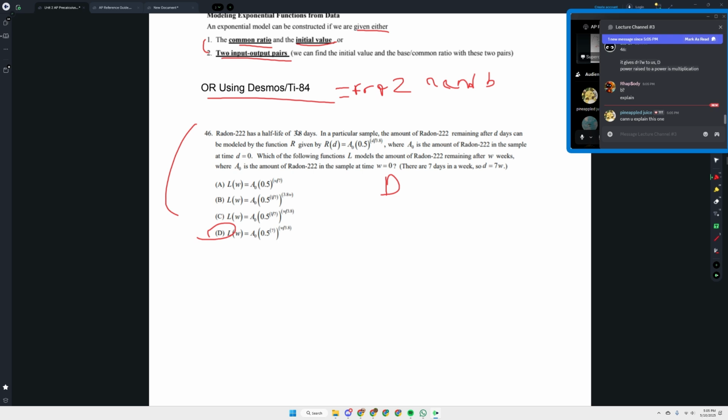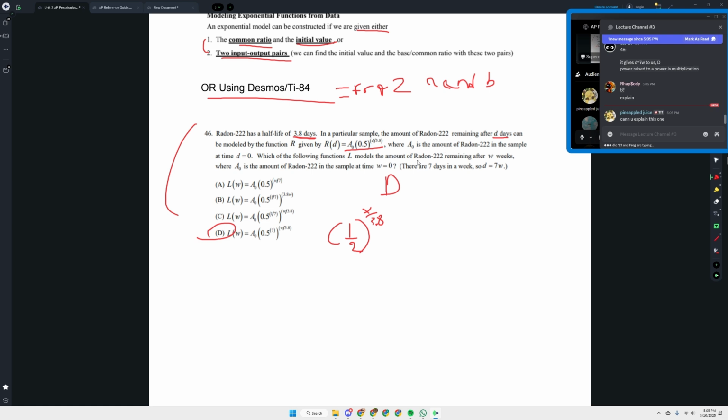Explain. Okay, so it says we have a half-life of 3.8, which means it's 1/2 to the power of x divided by 3.8. That's usually just how half-life works, that's the half-life formula. Then it says it has some amount remaining after D days, and it can be modeled by the equation. So you don't even have to make it, they already gave you the equation.